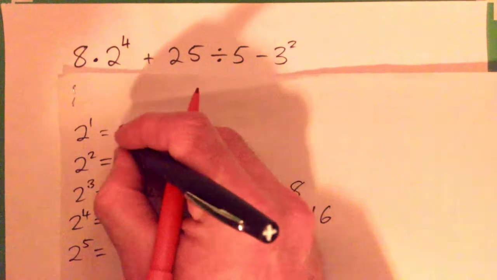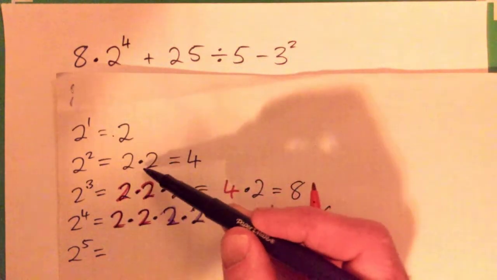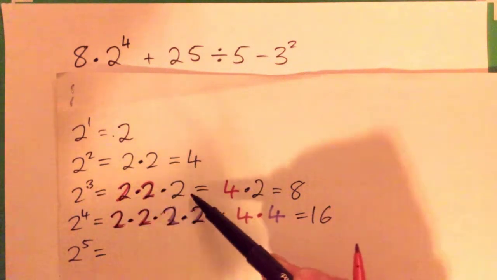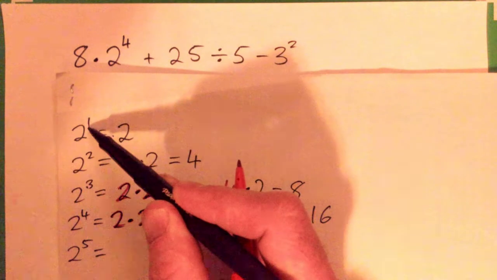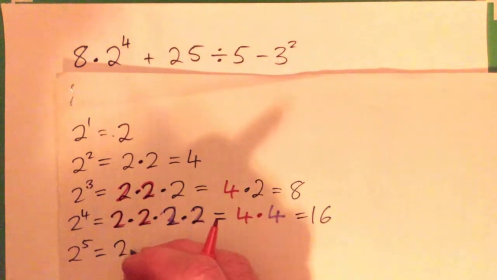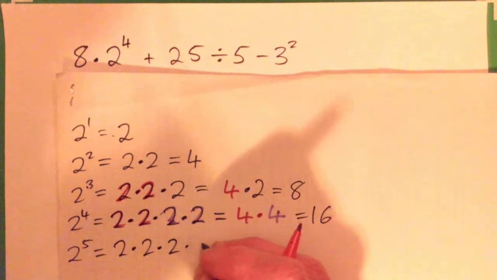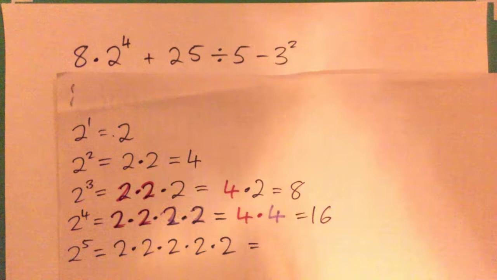It's 2. It's like having, so if you have 2 to the power of 2, there's 2 2's. 2 to the power of 3, how many 2's do we have? 2 to the power of 4. So 2 to the power of 1, just 1 2, yeah. 2 to the power of 5 then is this. Now take your time and figure that out.